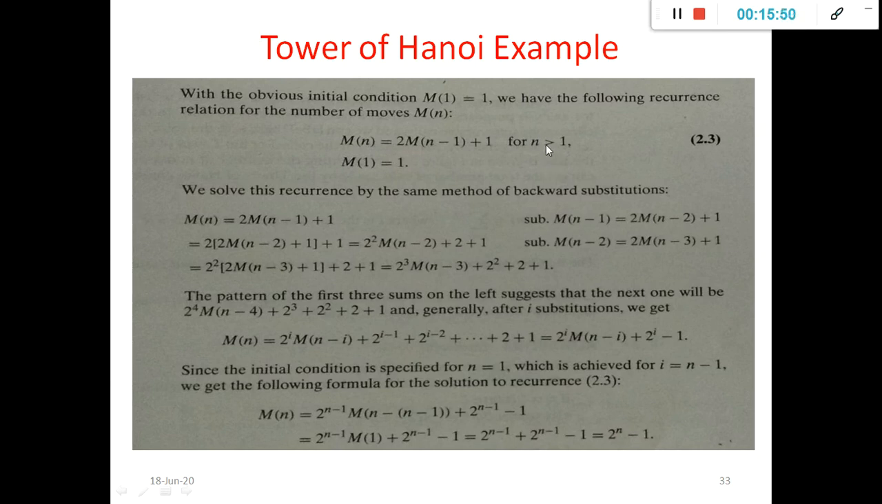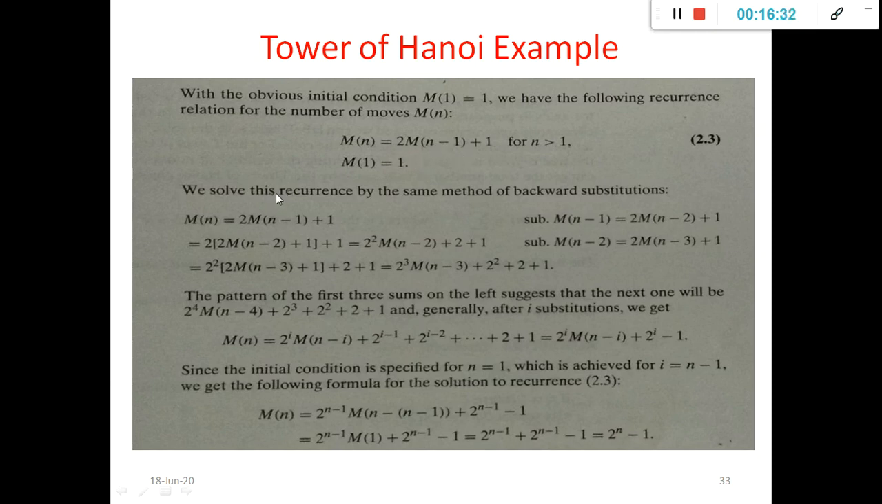If the number of disks n is greater than 1, then this is the recurrence formula: the number of moves required, M of n, equals 2 times M of n minus 1, plus 1. This many moves are required to completely move all the disks from the source to the destination tower. Once you get the recurrence formula as M of n equals 2M of n minus 1 plus 1 if the number of disks n is greater than 1, and the number of moves M of 1 is equal to 1 if the number of disks is exactly 1, these are the recurrence formulas.